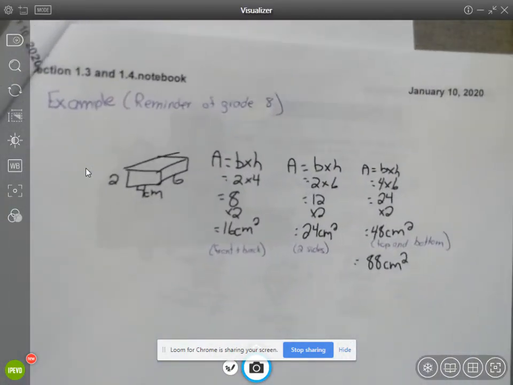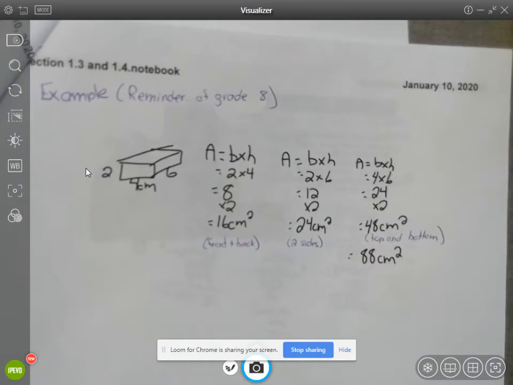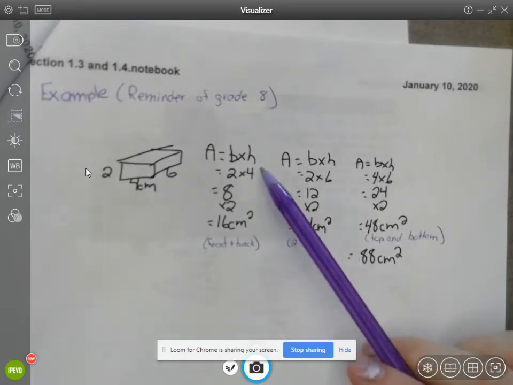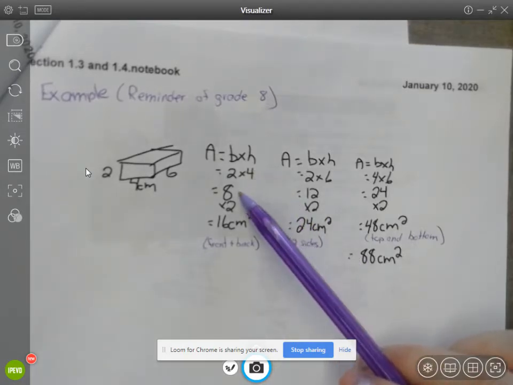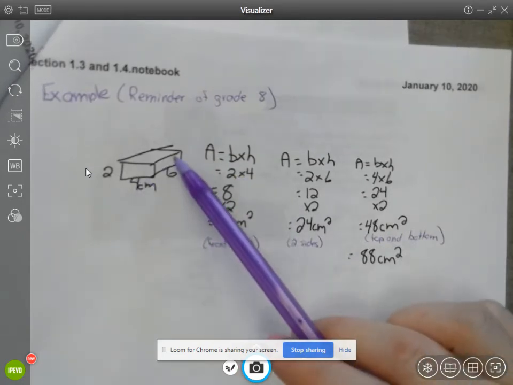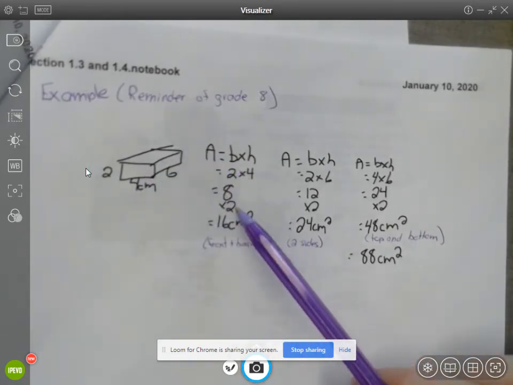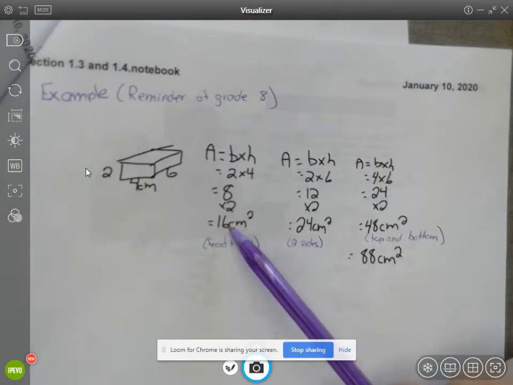So this is an example, a reminder of last year. Last year, you would have got an object like a Kleenex box with dimensions. And in order to solve it, you would solve them each individually. So area is base times height, 2 times 4, which equals 8. Now in this shape, the front and the back are the same, so I'm going to times it by 2 to get 16.